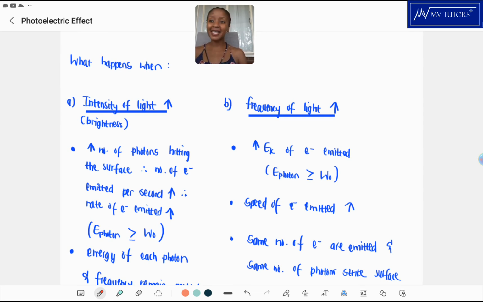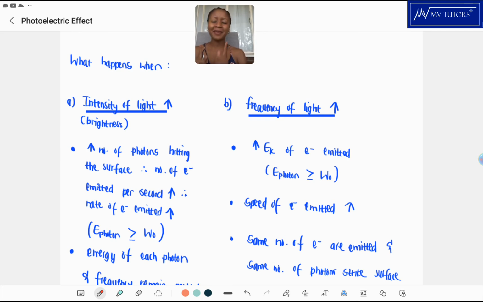So you intensify the light, it's shining brighter, more photons are hitting the metal surface, and electrons are also being ejected or emitted at a high rate. A lot of them are emitted per second. And like I said, the rate is also increased.